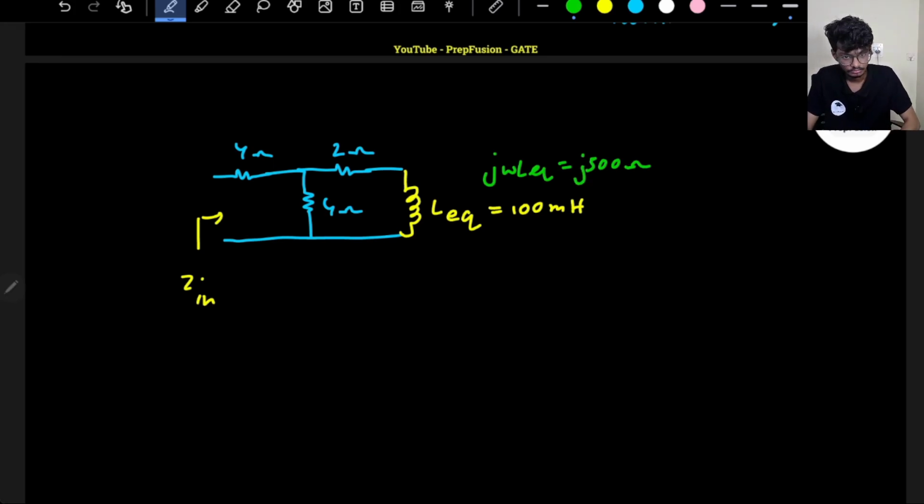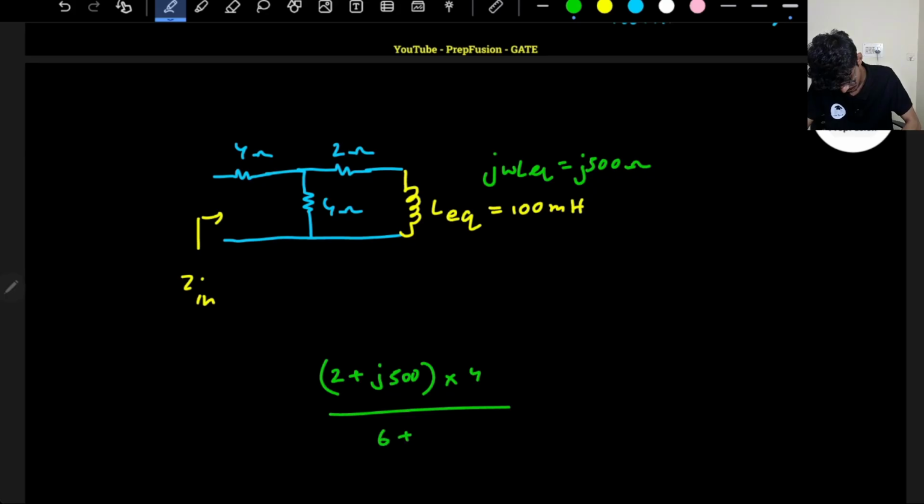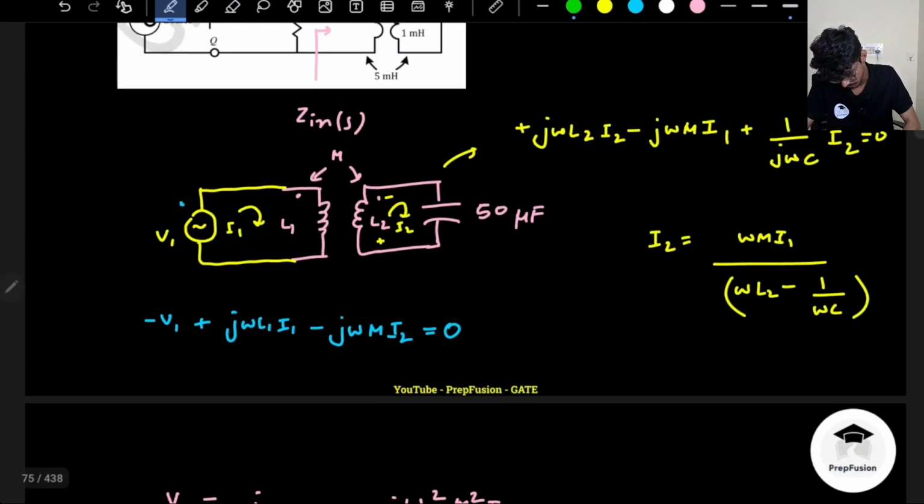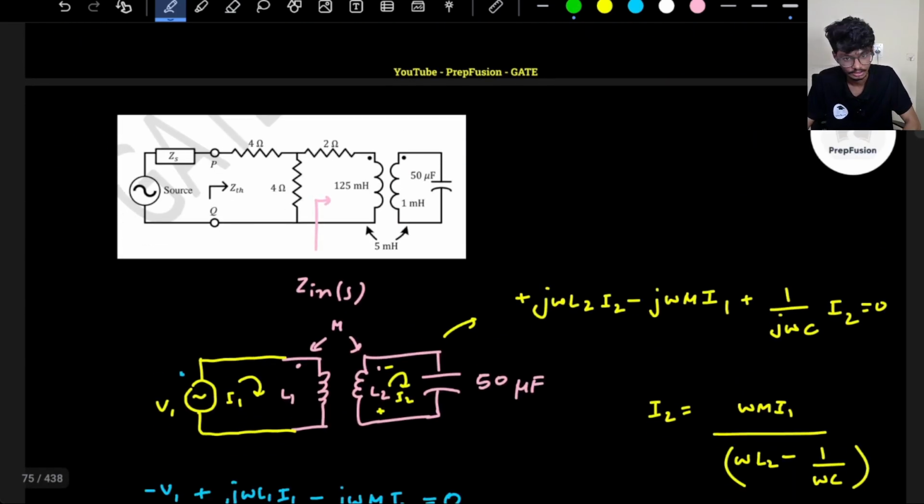So let's basically calculate these values. It will be 2 plus j 500 into 4 divided by 6 plus j 500 plus 4. Correct? So this will be the value basically. They are asking the impedance, right? Yeah, ZTH. They are asking just the ZTH.